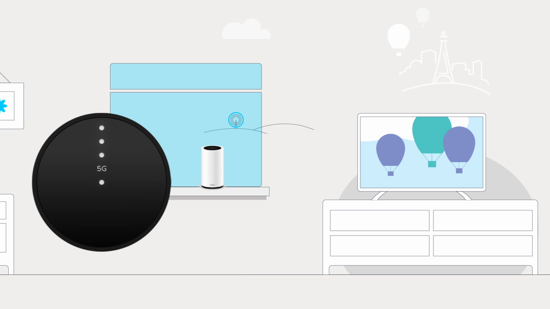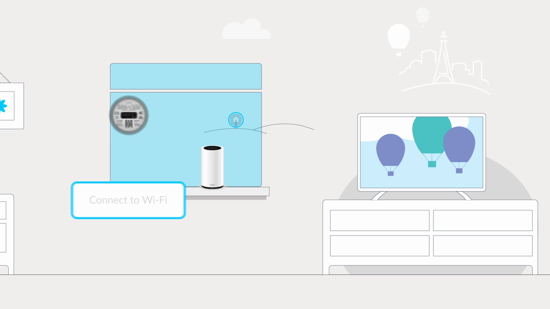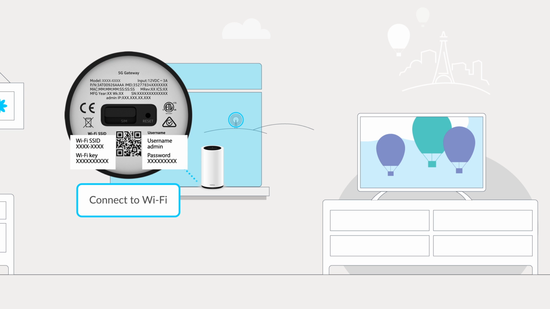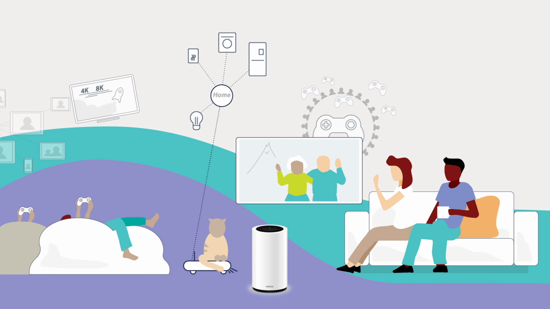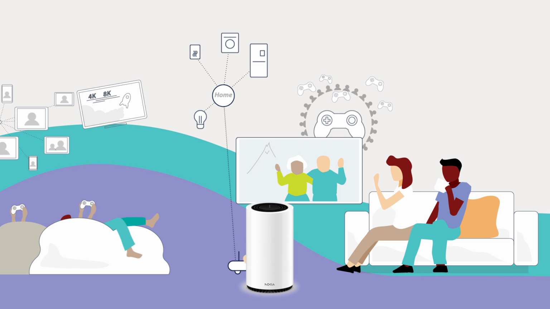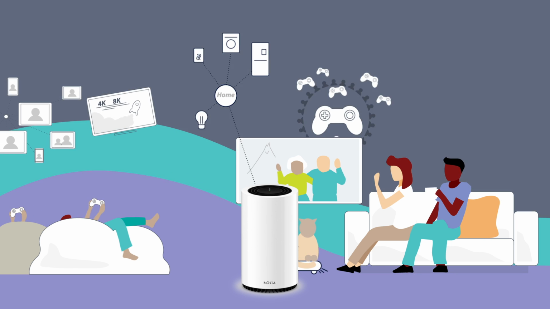Power it up again and, if it turns yellow or green, you can connect your devices using the SSID and Wi-Fi key printed on the bottom of the Gateway. Now all that's left is to sit back, relax, and enjoy everything your super-fast 5G connection has to offer.